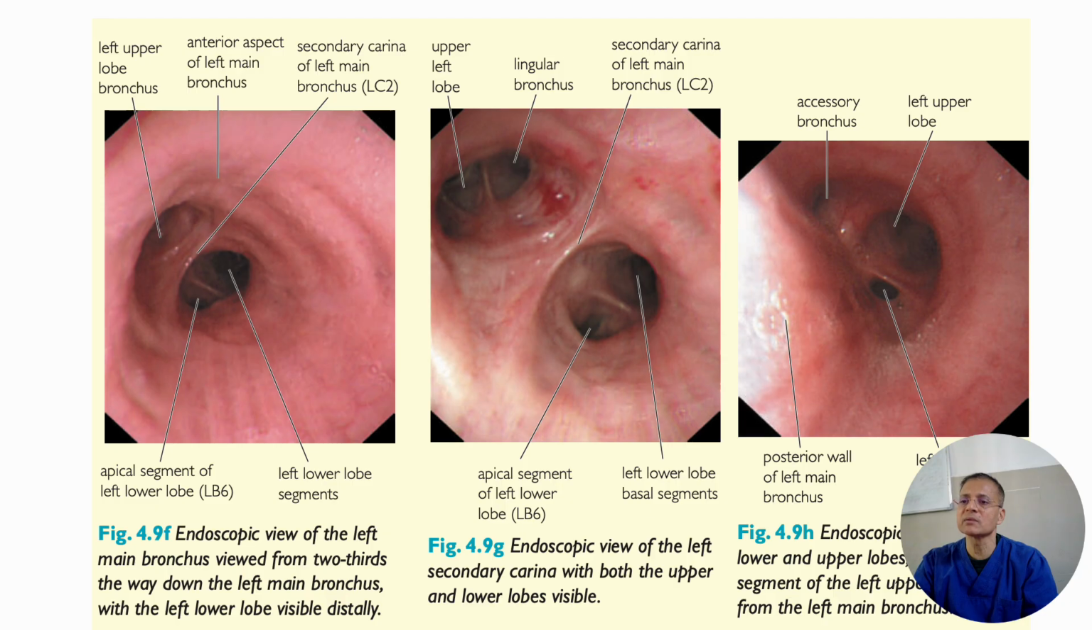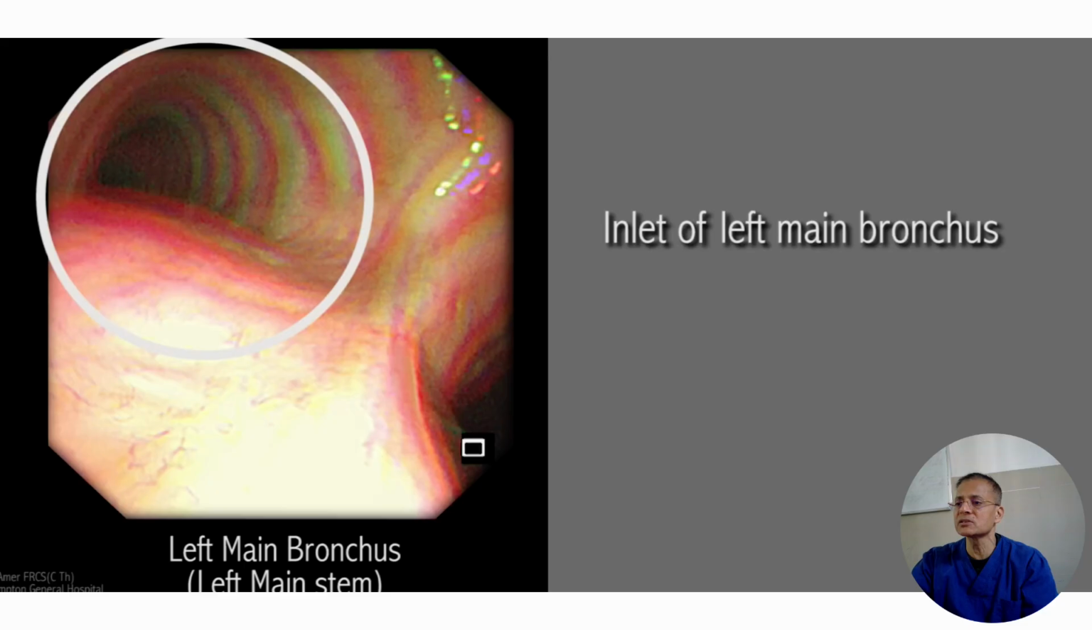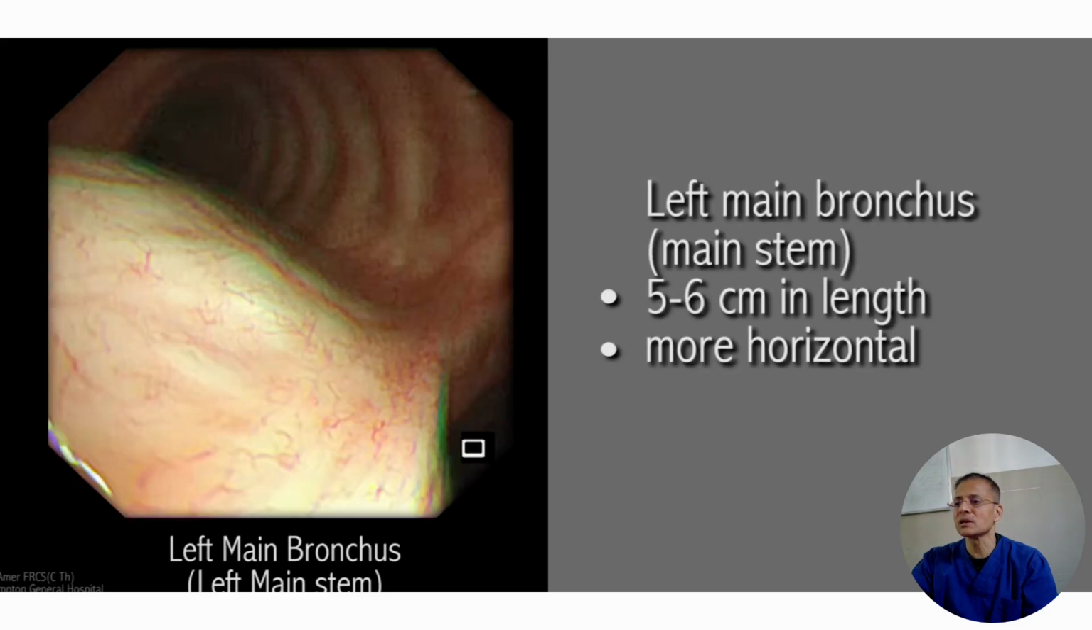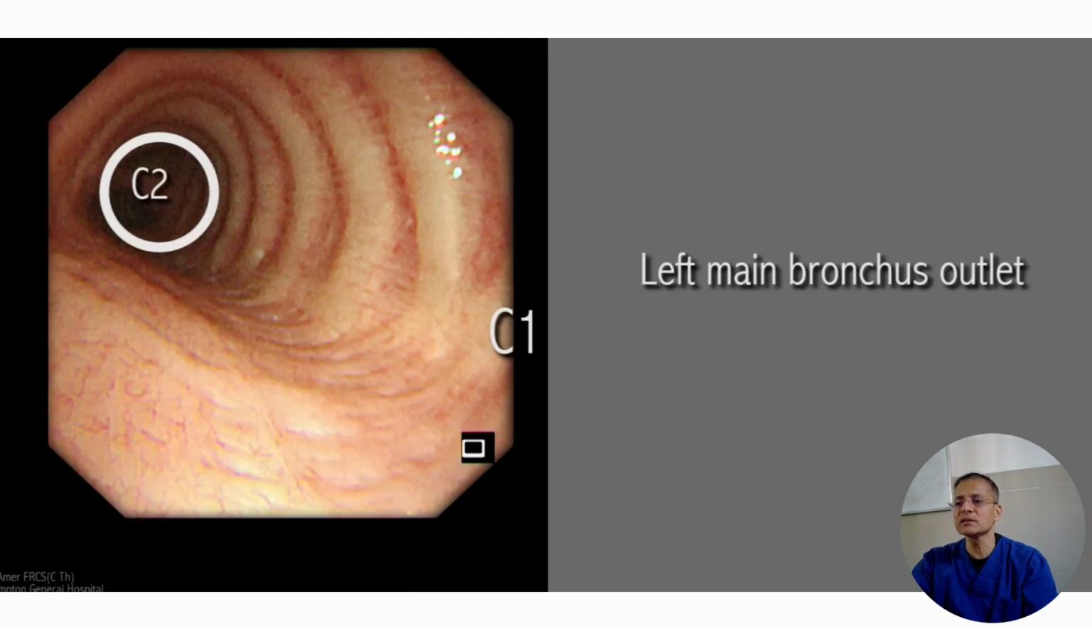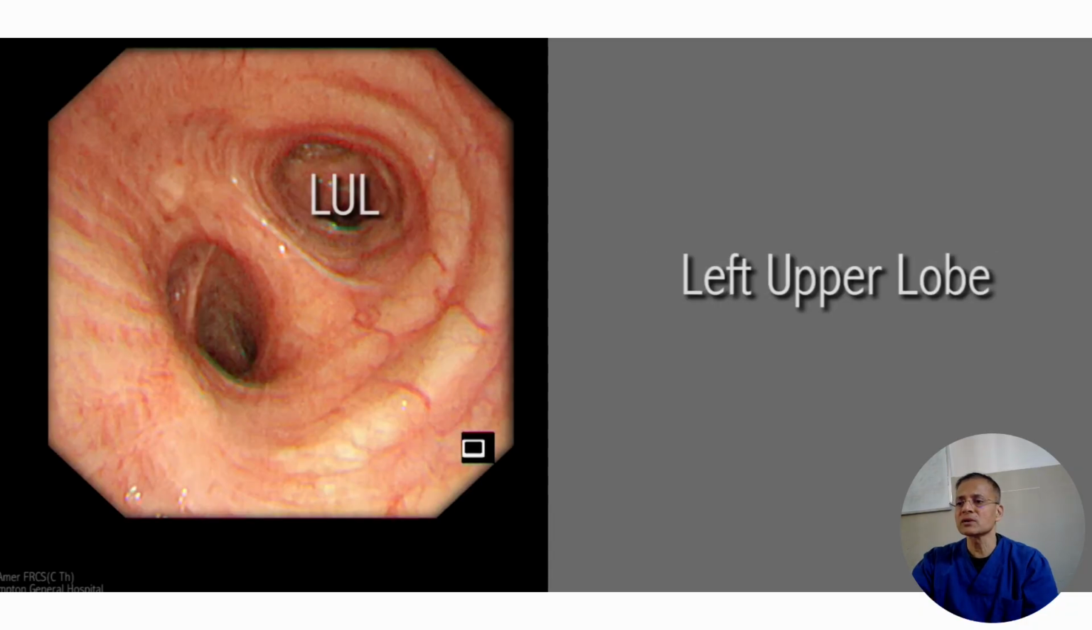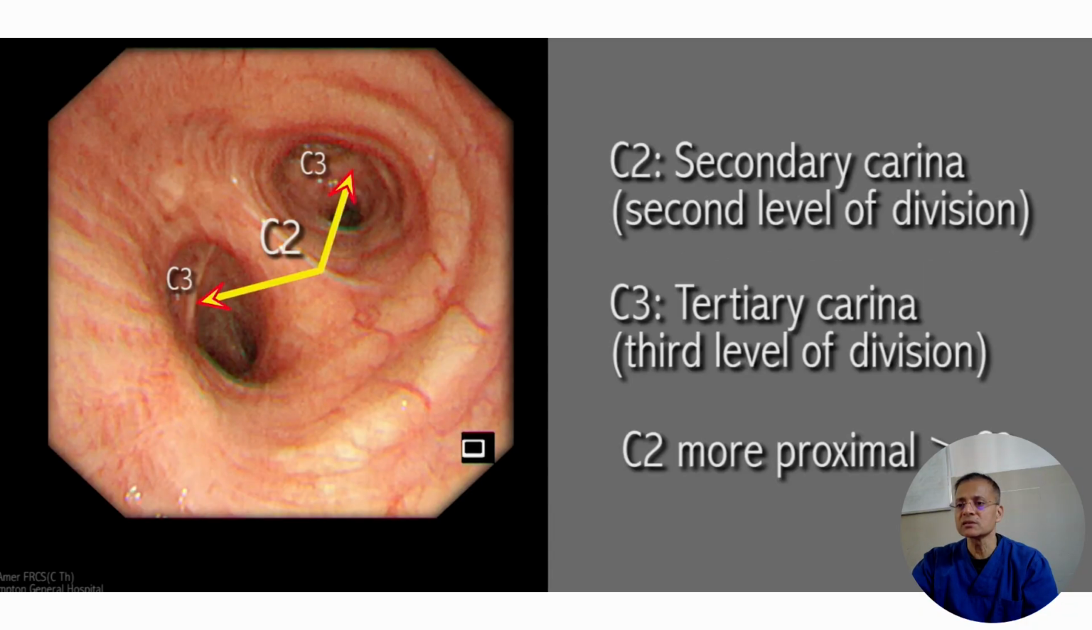That division will be happening at the level of the secondary carina: the left upper lobe and the left lower lobe. If you go into the upper lobe further, it will have the superior division and the inferior division. Here is the inlet of the left main bronchus, shown again with its length. The secondary carina will be visualized. Then you can see the left upper lobe bronchus here.